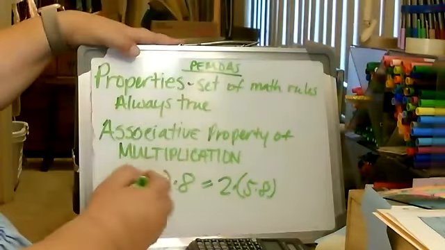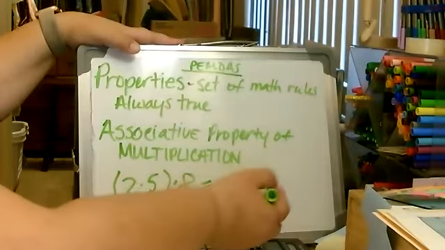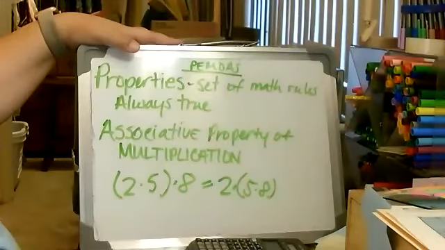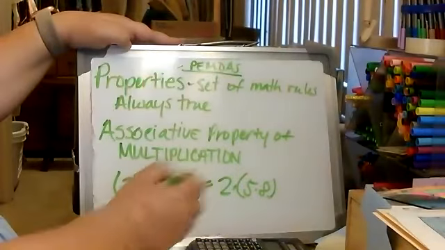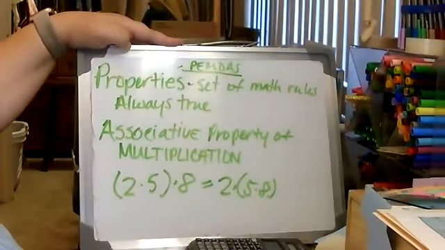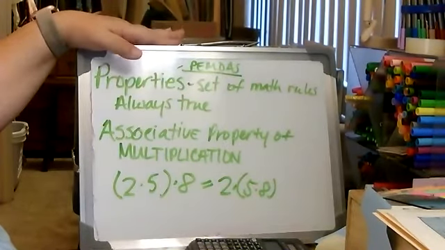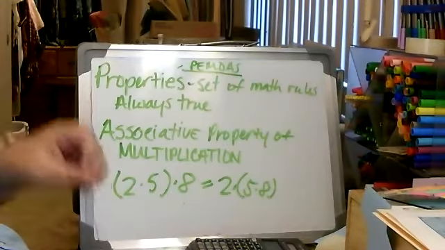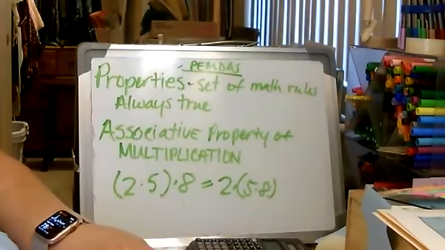So if you were to put this together, 2 times 5 is 10, times 8, that's 80. And then you do this over here, 5 times 8 is 40, times 2, that's 80. You multiplied them in different orders because you followed PEMDAS and did the parentheses first, but they turned out to be the same. They're not the same, they're equal. And again, don't forget, the associative properties only work with addition and multiplication. They do not work with subtraction and division. Okay?